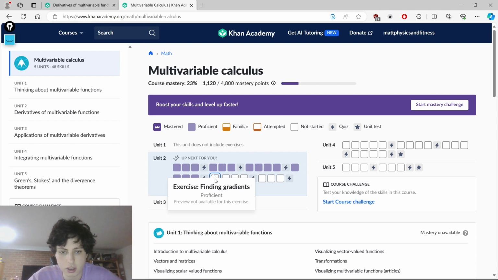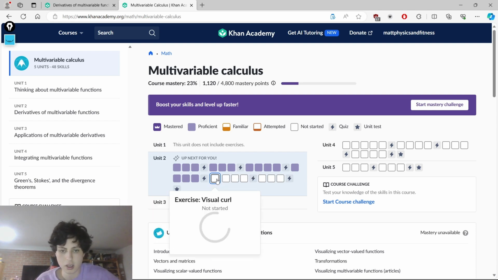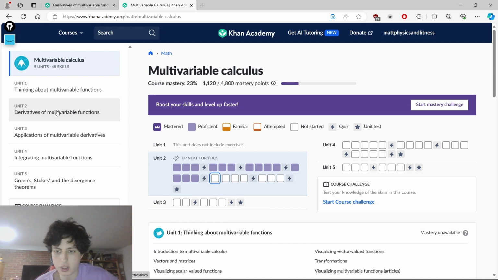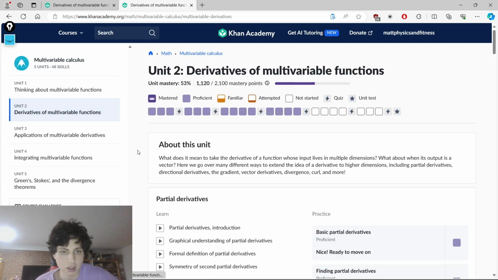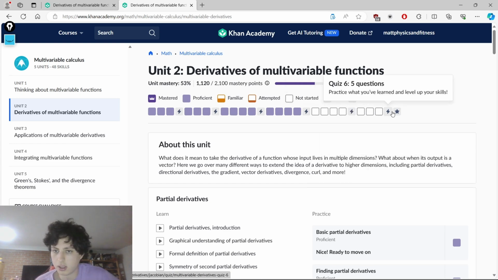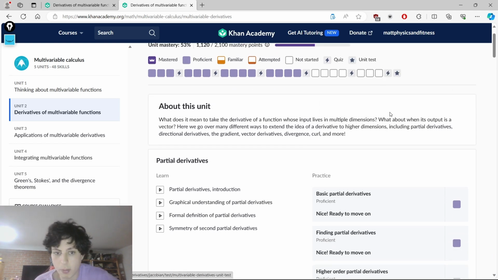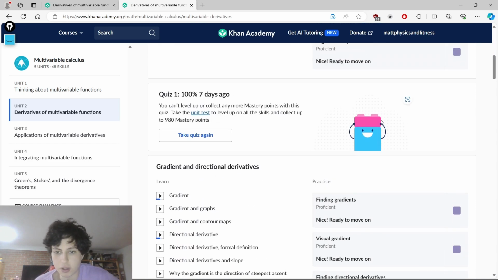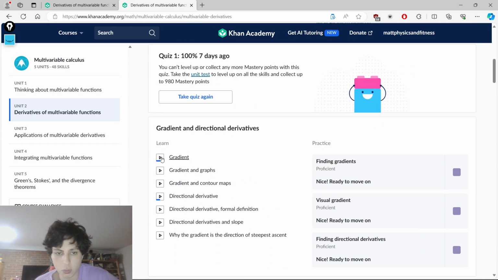Finding gradients. Let's do it. Let's learn a little bit. Still in Unit 2. Hey, how many more do we got? We got 2 more lifts. We might be able to get, not through, I doubt we're going to get all the way through Unit 2, but we can give it a try.